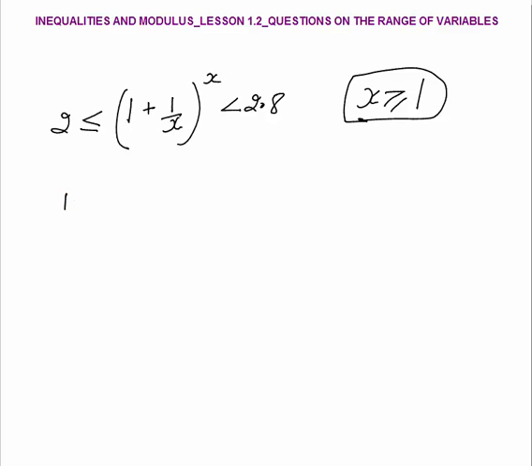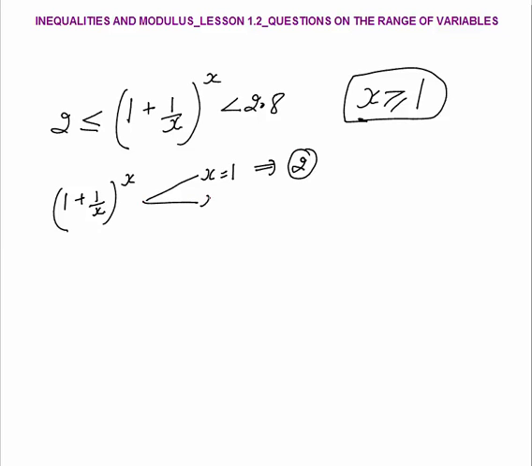How we can check that? 1 plus 1 by x whole power x, that is what we need to calculate. If you put x is equals to 1, what you will get? 1 plus 1 by 1, that is 2 power 1. Your answer would be equals to 2. And in that situation only, this will be equals to 2.